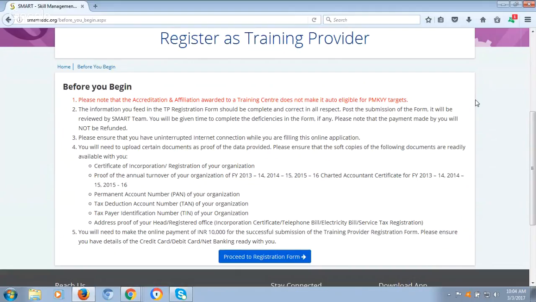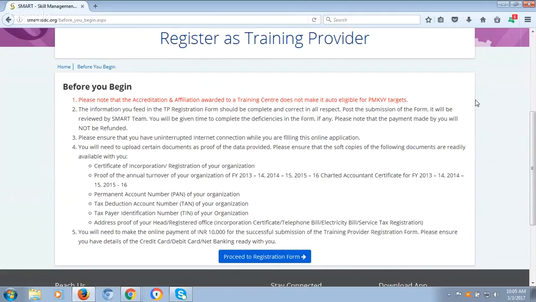that you are eligible to get accredited as well as affiliated. Please ensure that you have an uninterrupted internet connection while you are filling this online application. Ensure that the system does not get bogged down. You will need to upload certain documents as proof of the data provided. Before you start filling the form, make available soft copies and hard copies. Please ensure that the soft copies of the following documents are readily available to you.